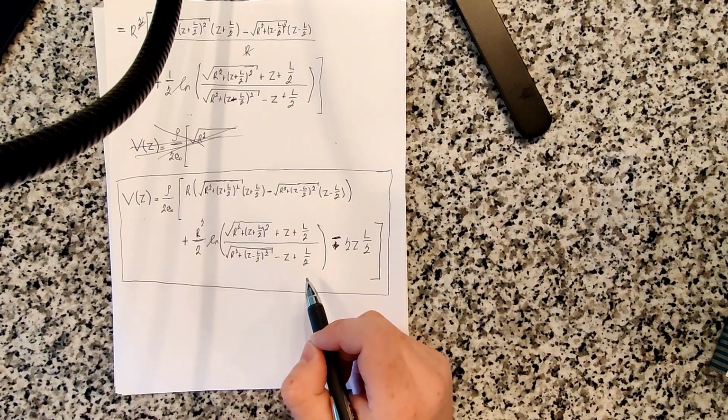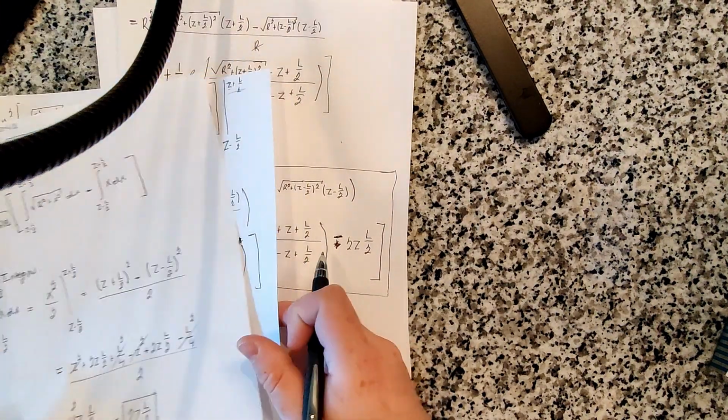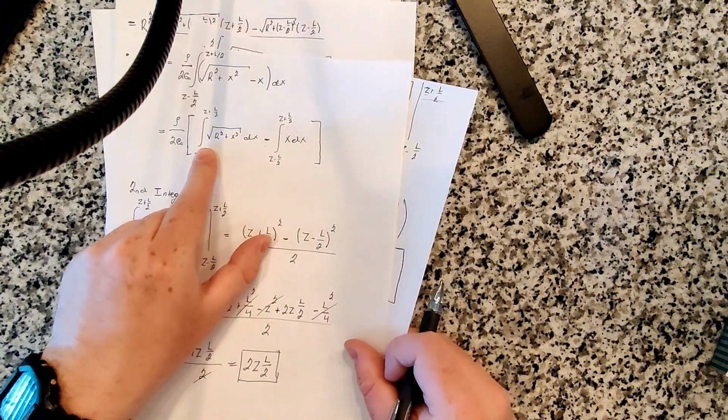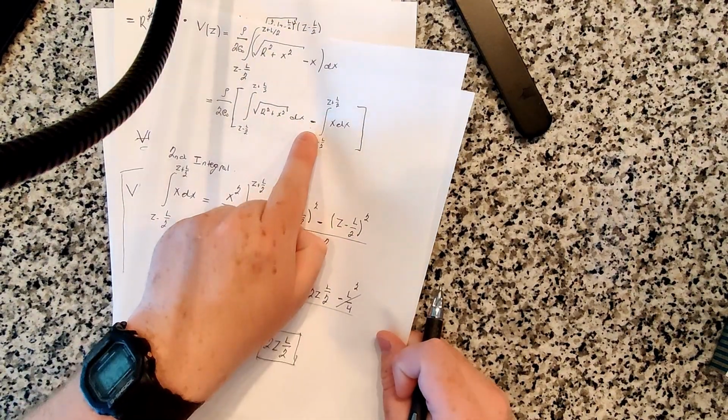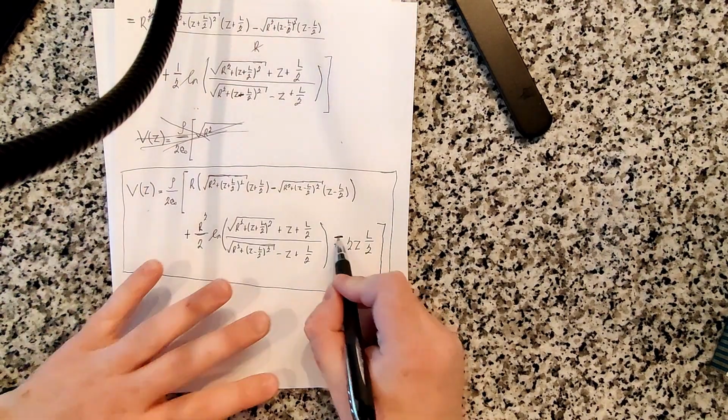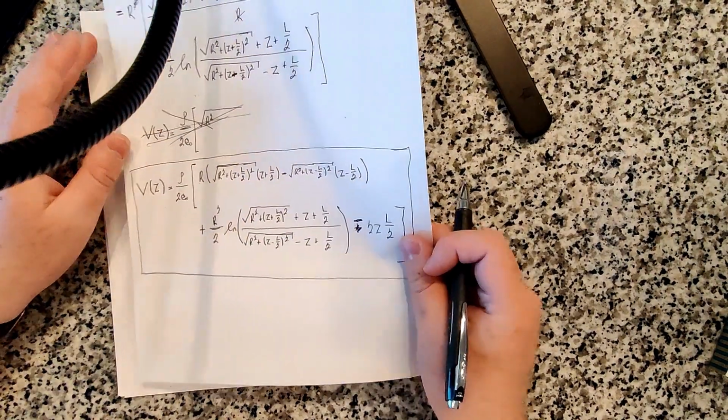Remember from the integral, I had mentioned this. It's this integral minus this integral. So when I plugged in the solution, I forgot the minus sign. So this is minus 2zL over 2.